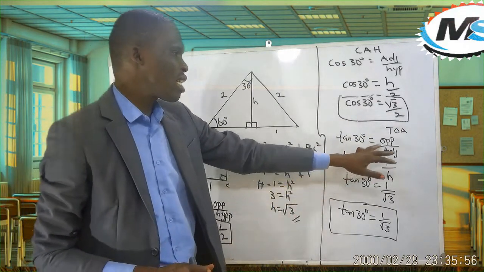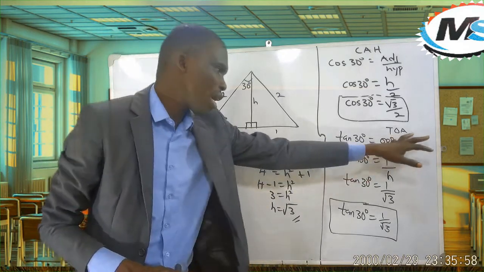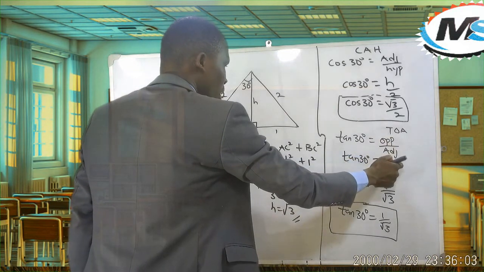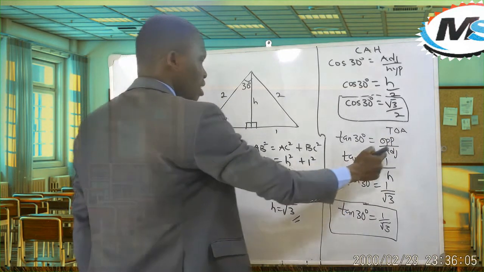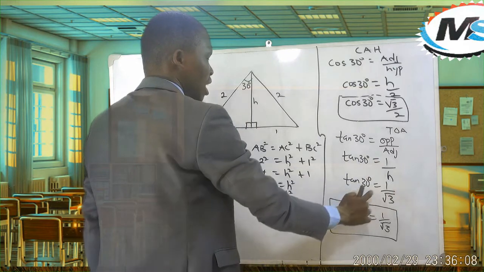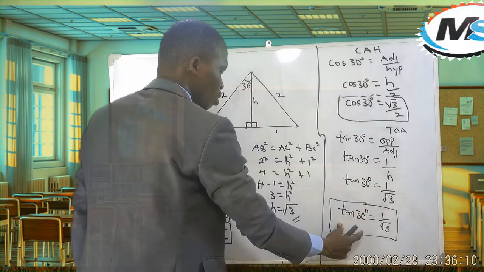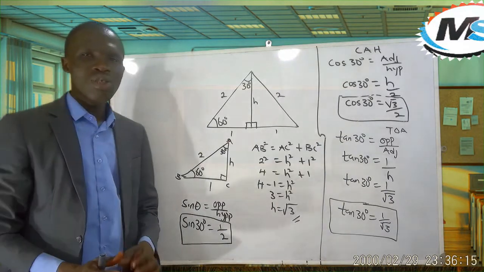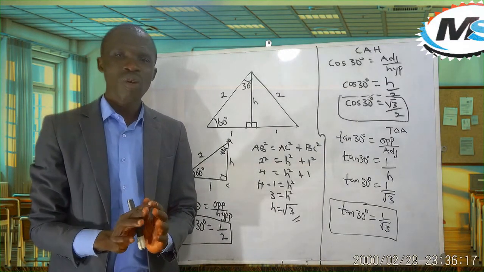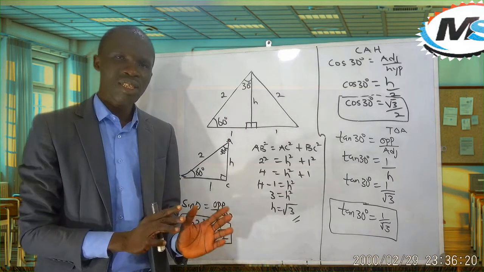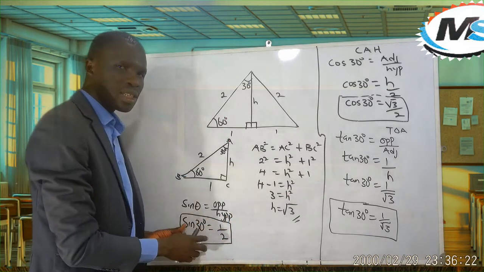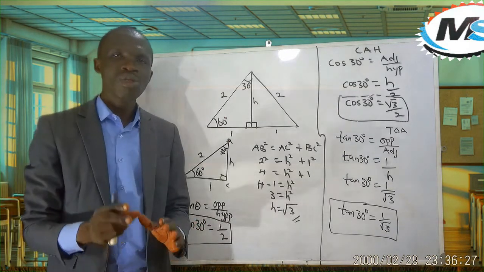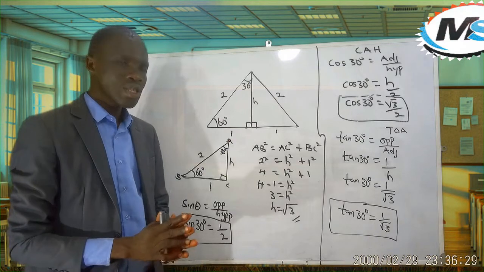So without using a table, you can easily solve your question. Now tan theta is TOA. That is telling you that tan 30 degree will give us opposite over adjacent. Tan 30 degree equals 1 all over h, and h is root 3. So take note of this, this, and this. Now I want to give you sine 60 degree. We are through with angle 30 degree. I want to give you angle 60 degree.